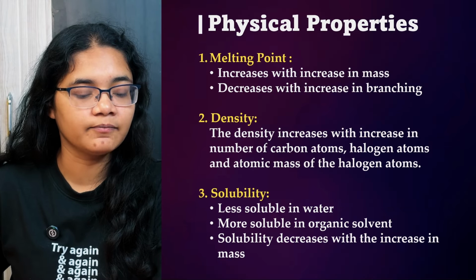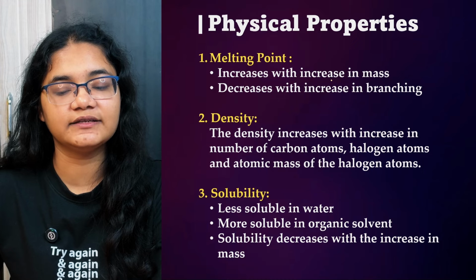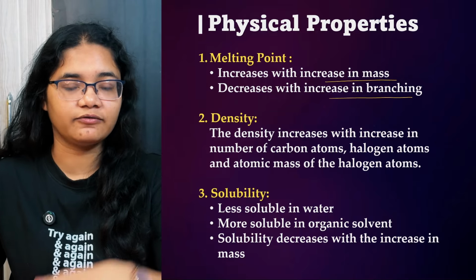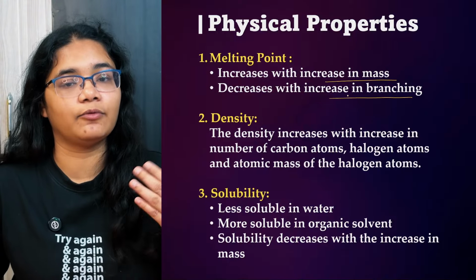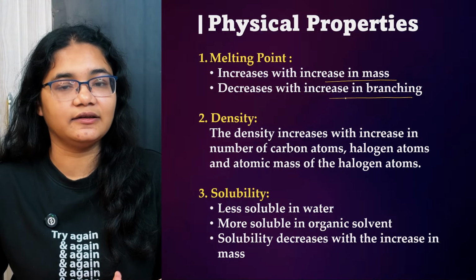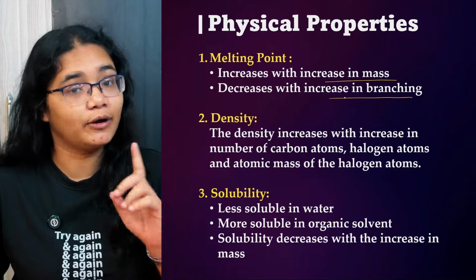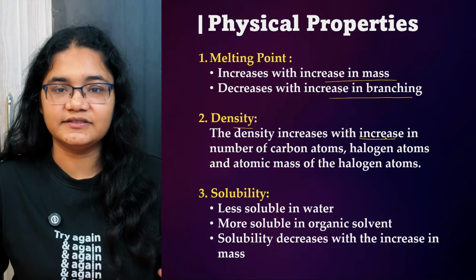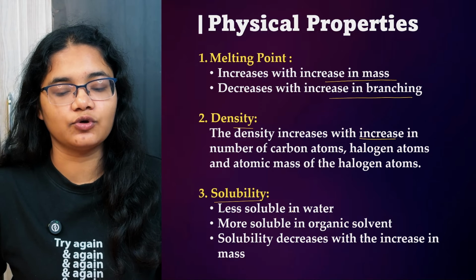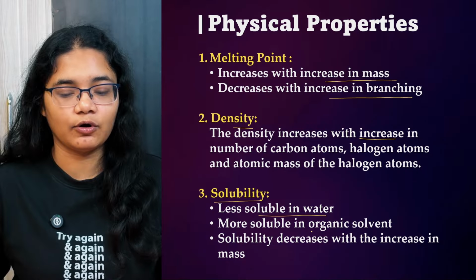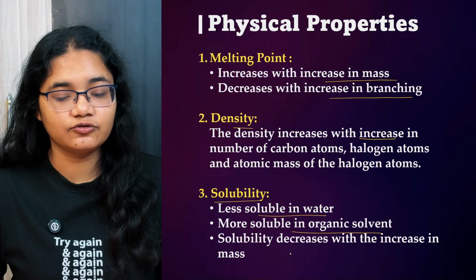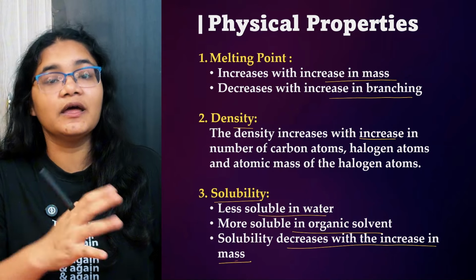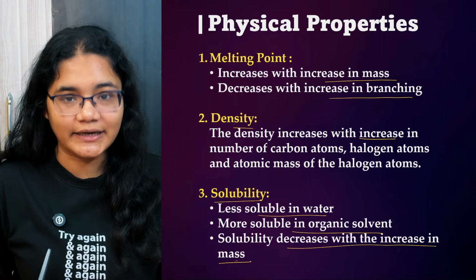Next, we have physical properties: they increase with the increase in mass and decrease with the increase in branching. So if the mass increases, the melting point and boiling point increase, and if the branching increases, then the melting point and boiling point decrease. Now density: as the mass increases, the density also increases. And if I talk about solubility, it is less soluble in water, more soluble in organic solvent, and solubility decreases with the increase in mass. If the R group keeps on increasing, then the solubility decreases.